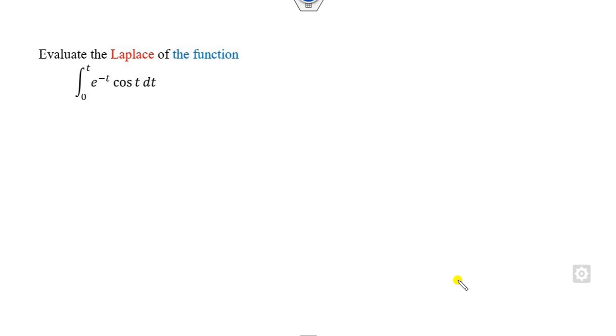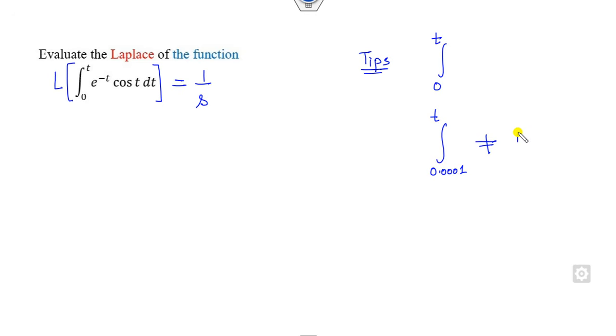Now let's see how you can solve them. Your target is to find the Laplace of this expression. Again, it is very simple, since it is a single integration, we use 1 over s. Make sure, students, always remember the integration should be from 0 to t. If it is from 0.0001 to t, then it is not equal to 1 over s. It must be from 0 to a finite number.